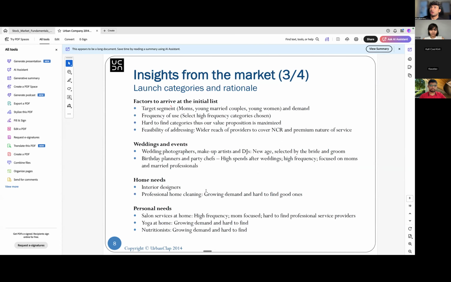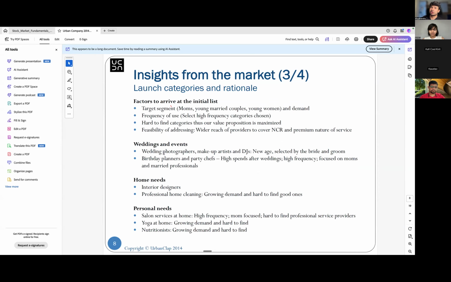Continuing on. Launch categories. Now we're coming a little more into, okay, I'm on board with you. There is a problem. You've taken me through the problem. You've showed me what needs to happen. Tell me how you're going to do it. Okay, I'm going to target initially moms, young married couples, young women, because they're my demand. I'm going to use the frequency of use and only go for high frequency categories. I'm going to find hard to find categories so that our value proposition is maximized.